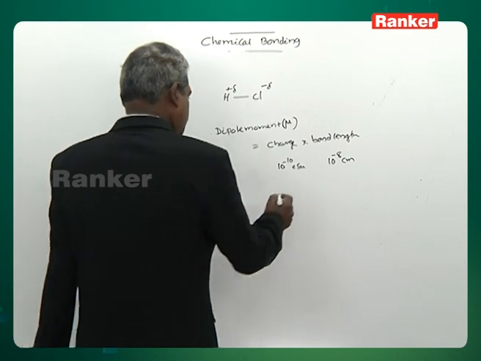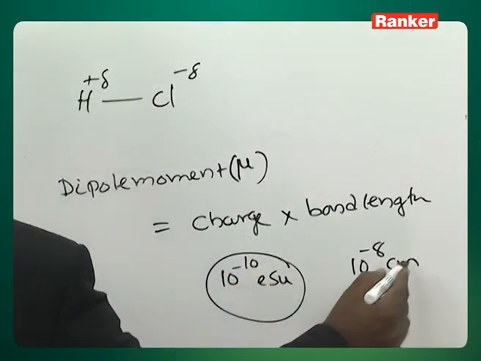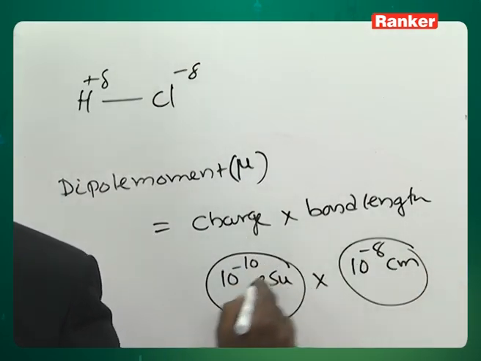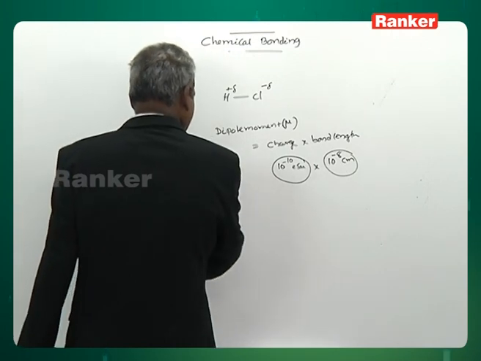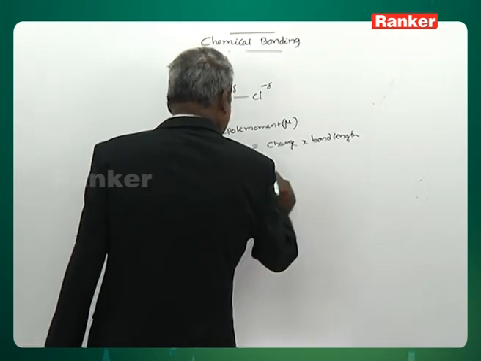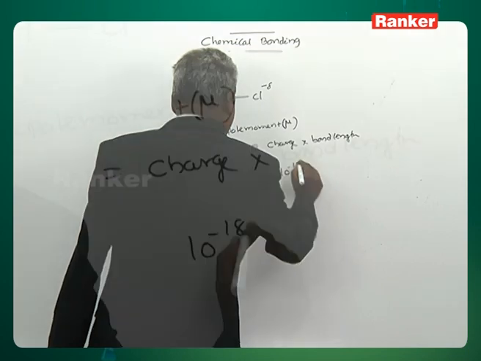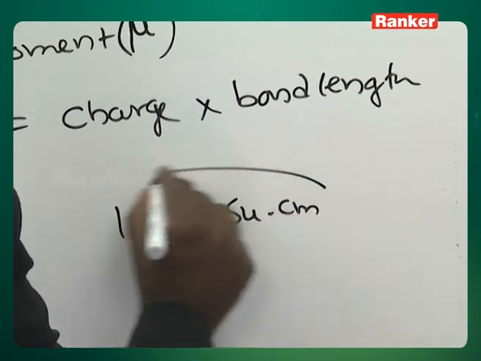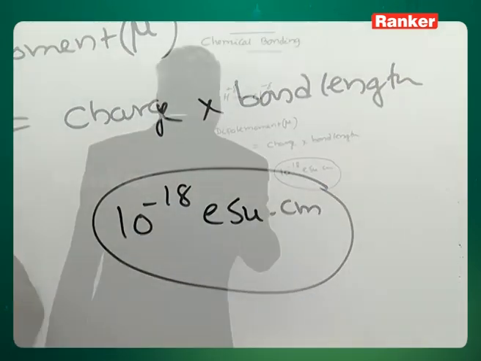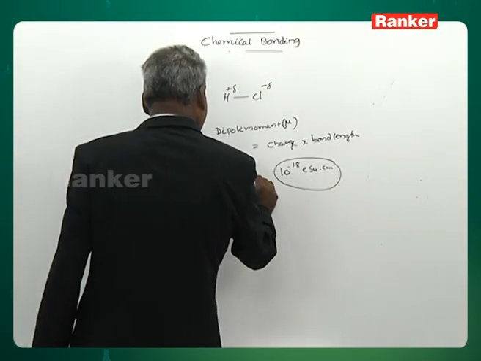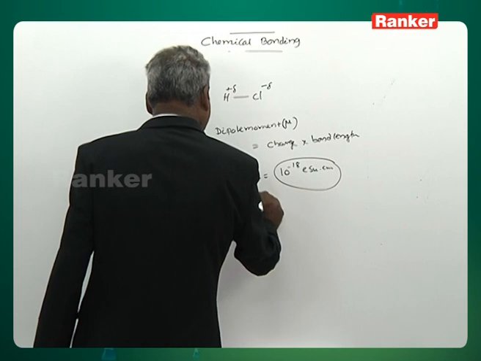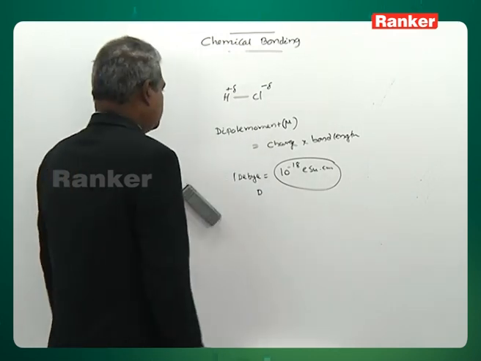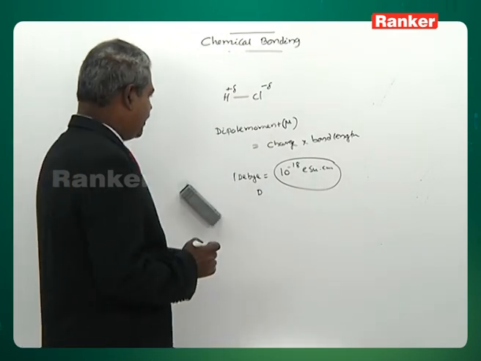So since charge is of the order 10 power minus 10 and this is 10 power minus 10, multiplied you get 10 power minus 18 electrostatic unit centimeters. 10 power minus 18 electrostatic unit centimeters is called 1 D, Debye, the symbol. So what is dipole moment?